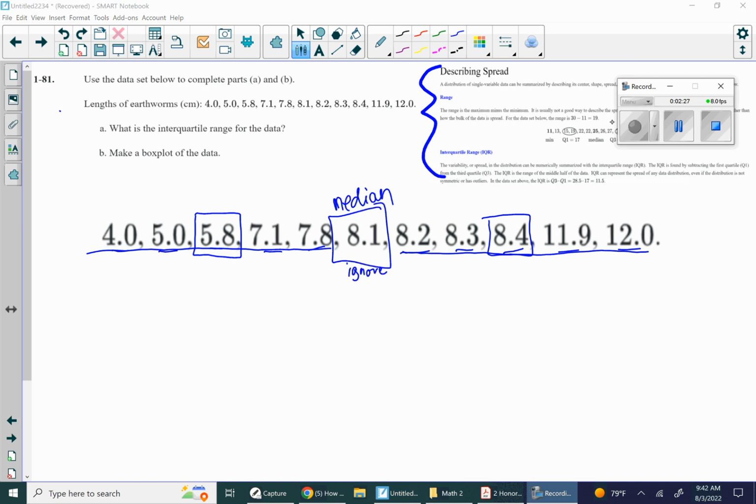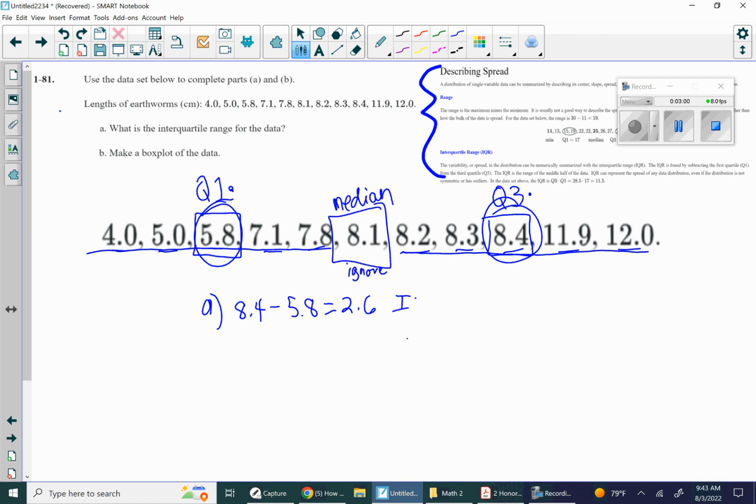And coincidentally, these do have names. This is actually called quartile 1, which we abbreviate with a Q1, and this guy is called quartile 3. And the interquartile range comes from subtracting quartile 3 minus quartile 1. So our interquartile range is 8.4, this guy, minus 5.8, this guy, which equals 2.6. So our interquartile range, abbreviated as IQR, is 2.6. Again, that might be new for some of you.